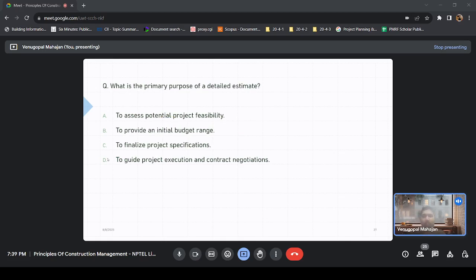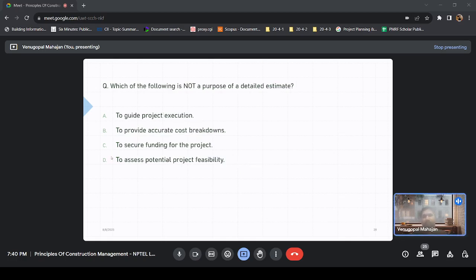What is the primary purpose of a detailed estimate? Primary, that means there are supposed to be secondary purposes. D is correct. D for Delhi. See, potential project feasibility and initial budget range you can get by preliminary estimate also, right? D is correct: to guide project execution and contract negotiation. Okay?